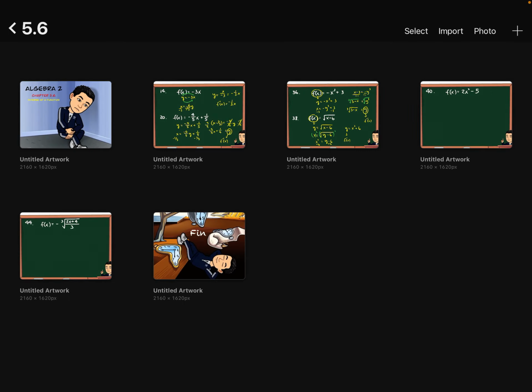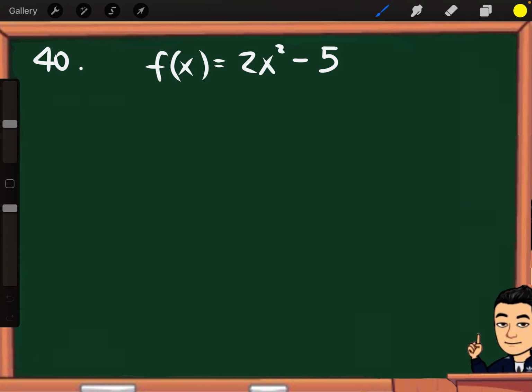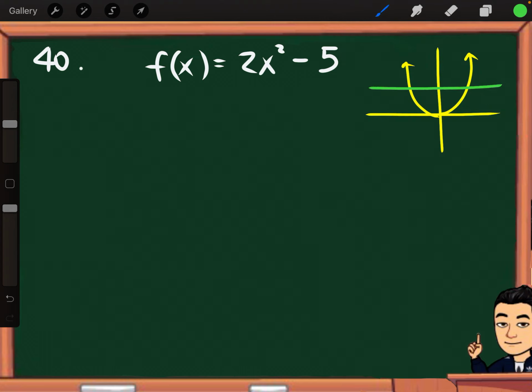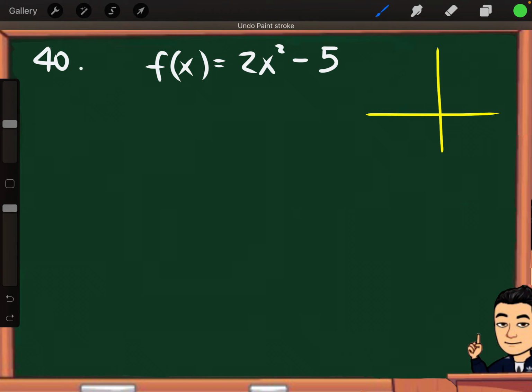All right, so let's check out number 40. Unfortunately, because of x squared, if you graph it, it's going to be a parabola. And if you perform the horizontal line test, one horizontal line is going to give you 2 points of intersection. So this is not one-to-one, which means that your inverse function is not going to be a function. But I'm going to show you guys how to do this anyway.